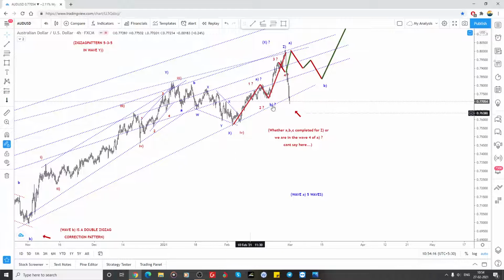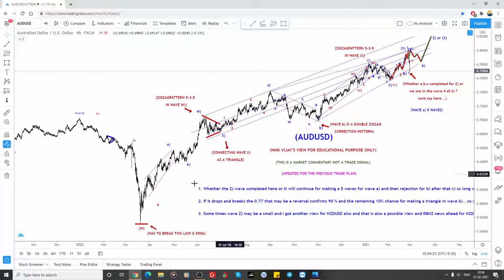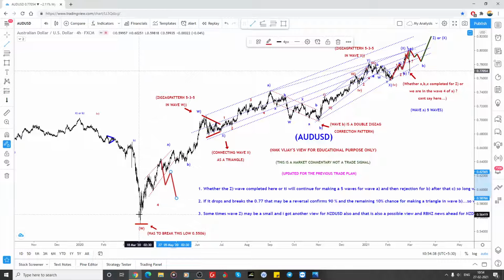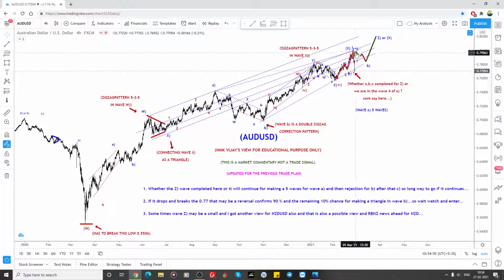So the whole 5 waves may be A after that rejection of 3, and it can be a 5-wave structure for the C to complete the structure. So here 1, 2, 3, 4, 5, the full A, this is a 5-wave structure, is called A. Whether if it comes like this, we have to mark it as a WX. So after completing that 5-wave structure as A, like that it may happen. There is a lot of chances.